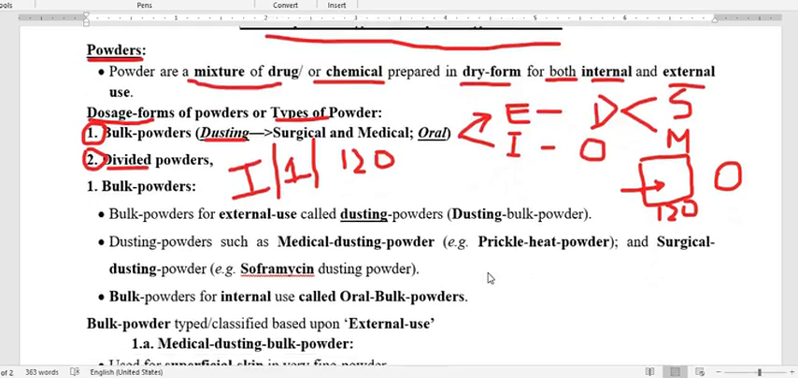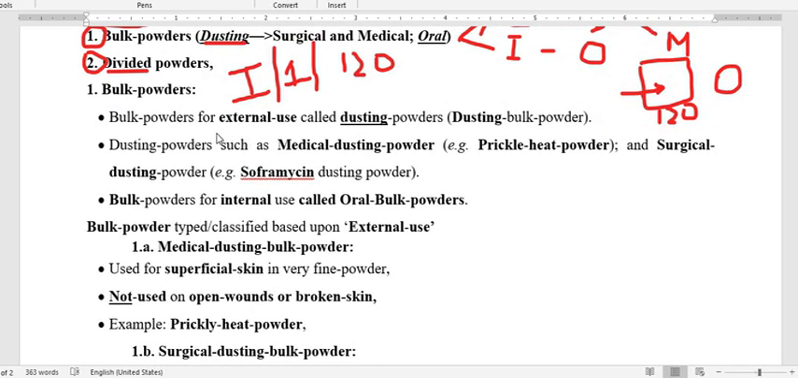Now you have to see one by one. We already explained that bulk powder for external use is called dusting powder. Dusting powder is again divided into two parts, medical dusting powder and surgical dusting powder, which we already discussed.